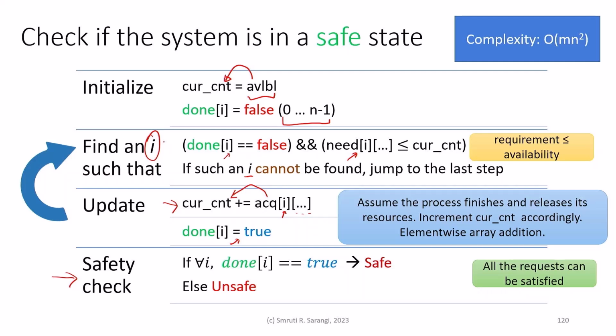Again, I will come back, again try to find a process with unmet requirements. It is possible that there was no process earlier, but because I returned a few resources, now suddenly this condition is true for some process. Could be the case. No problems, I keep doing it. I keep iterating, I keep repeating until I reach the last step.